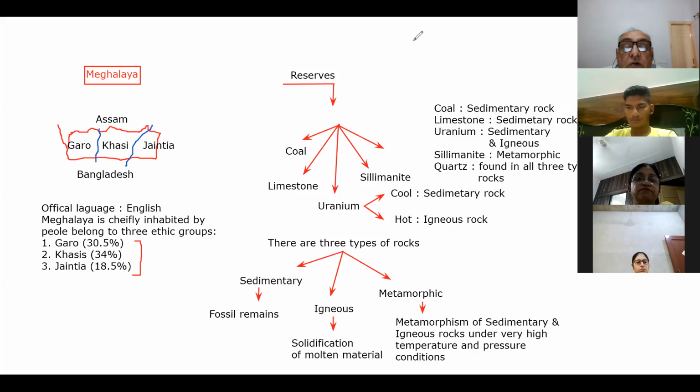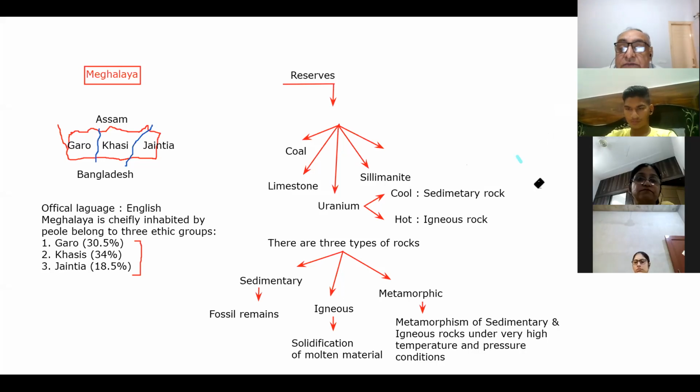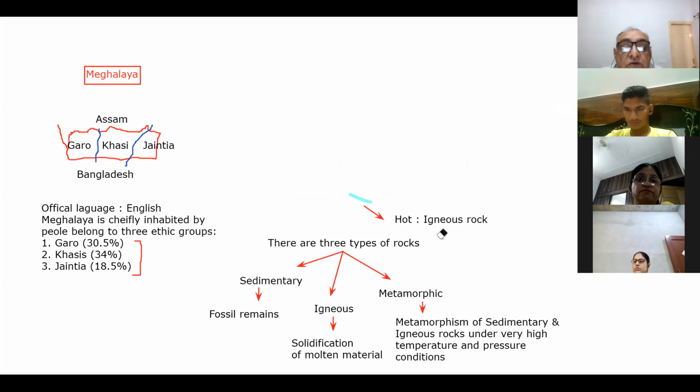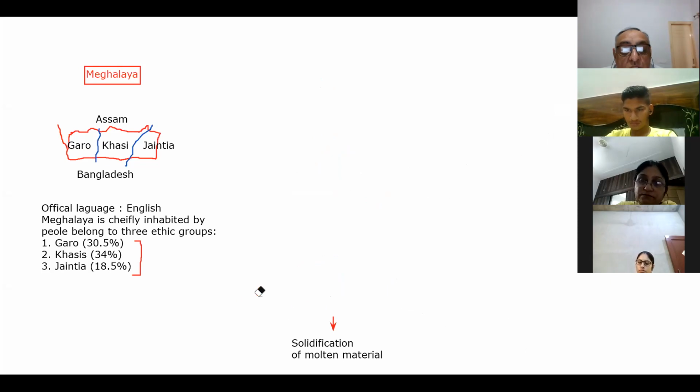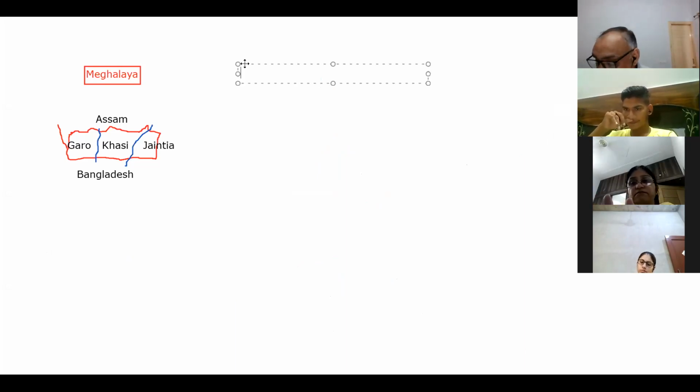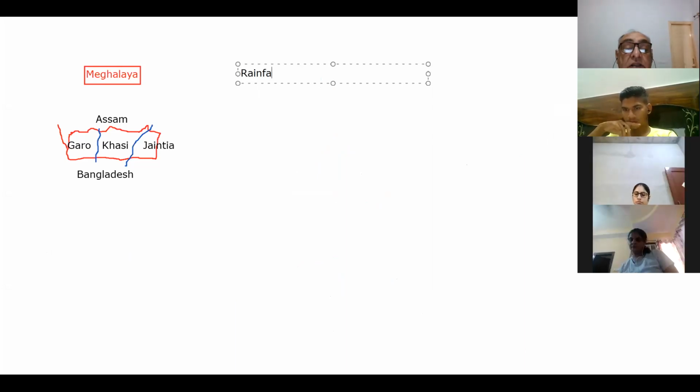So now let us move on to the next part of the discussion. In this part, primarily we will talk about the climate, or the rainfall. रेनफॉल बात करते हैं यहाँ, क्योंकि it is famous for the rainfall. So it is an important tourist destination also because of these things. So rainfall.